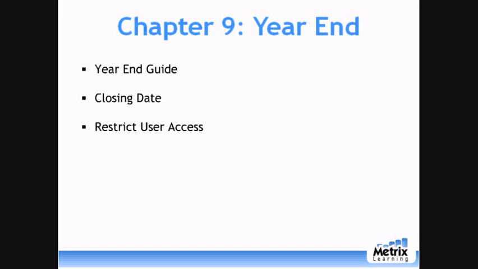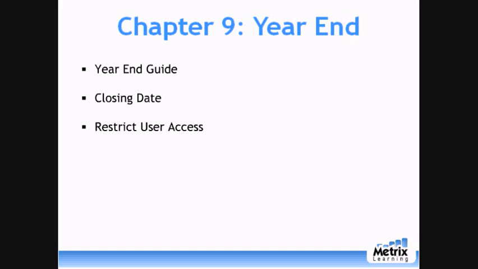There are 4 steps that you may need to perform at year-end. 1. Consult the QuickBooks year-end guide and your accountant to build a complete list of tasks that you need to perform. 2. Select a closing date and password to restrict users from a prior period. 3. Provide your accountant with your QuickBooks financial information using a method such as the accountant's copy. And 4. Incorporate any changes from your accountant.